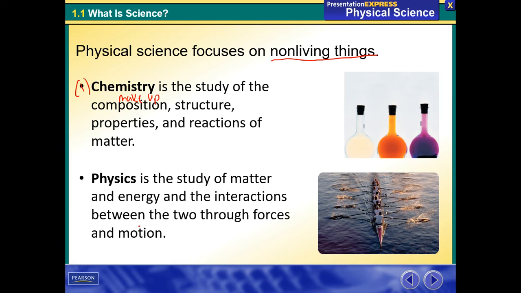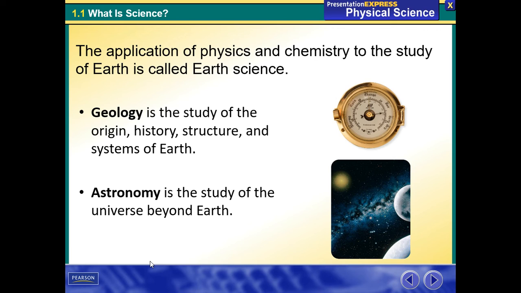Physics is the study of energy and matter and the interactions between the two through forces and motion. This is where we're going to introduce distance and displacement, speed, velocity, even acceleration. The application of physics and chemistry to the study of Earth is actually called earth science. So we can study geology, which is looking at the origin and history of Earth, and then astronomy, looking beyond Earth. What are the planets? How are stars formed, etc.